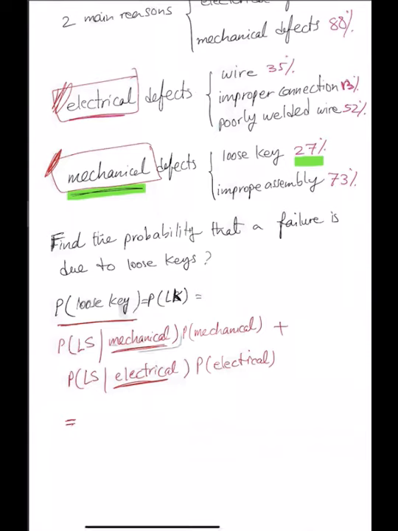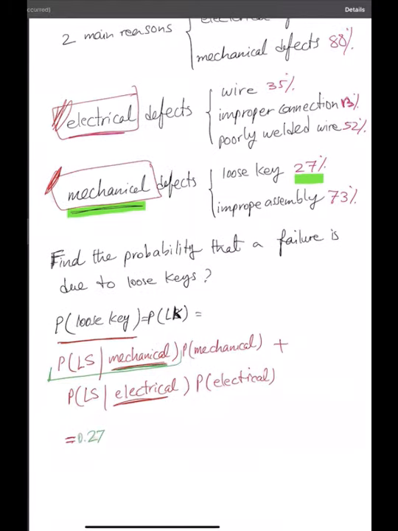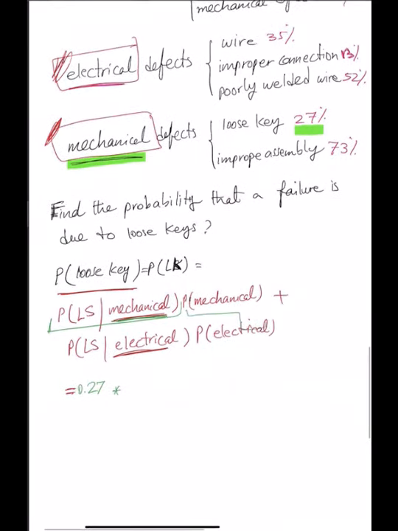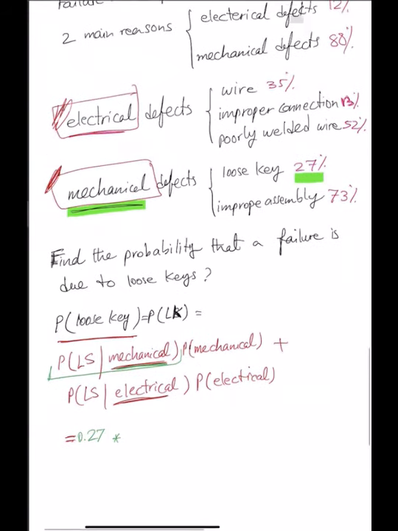What is this probability? The probability that the defect is because of the loose key if I know the defect is mechanical. 27%. Multiplied by the probability that the event is mechanical, 0.88. Yes, 0.88. That's what I know here.